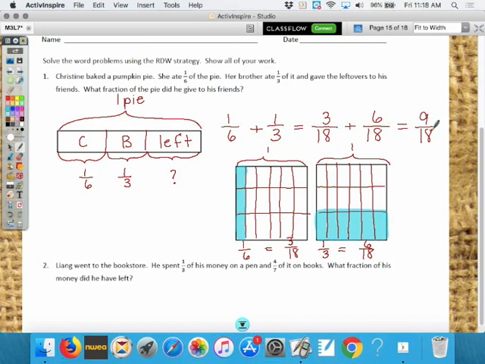Okay, pretty simple problem, wasn't it? So what we figured out is this is 9/18 right here. We still don't know what's left because we still have to subtract from the whole. What's the whole? 18. So 18/18 minus 9/18 equals 9/18, which can be simplified into 1/2. What question should we ask ourselves? Is 9 half of 18? Yes. So there's your answer. Half the pie's left for the friends.